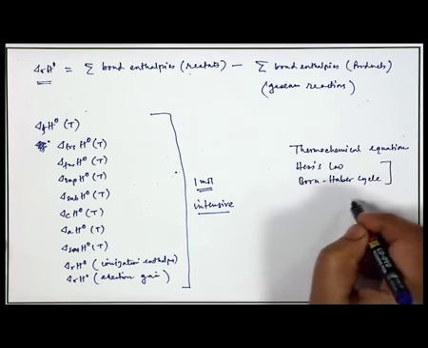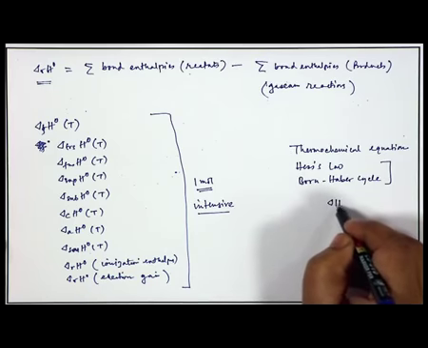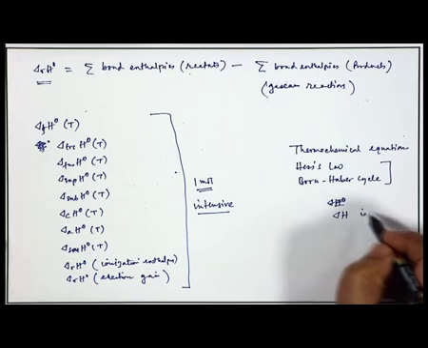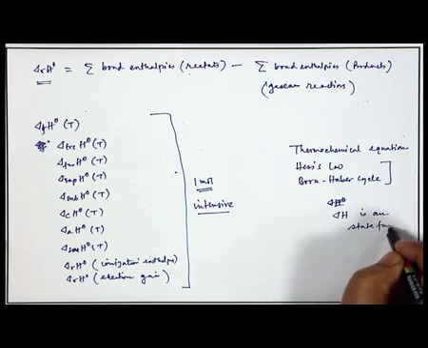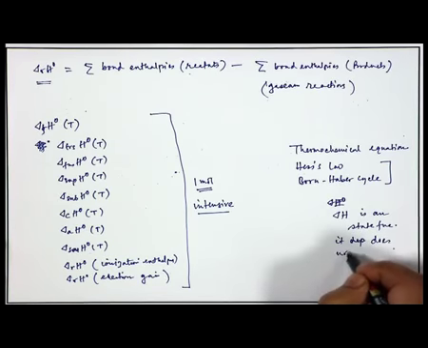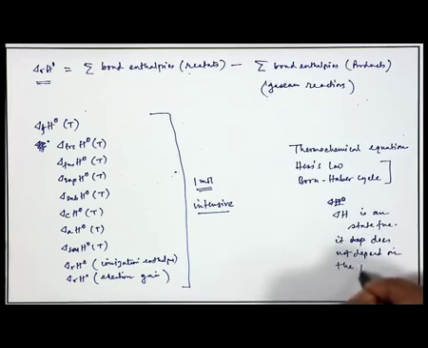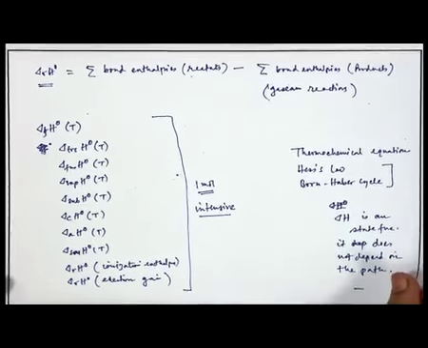The basis of these two was that delta H naught, or delta H, is a state function. So it does not depend on the path. These are basically what we discussed in the last two classes.